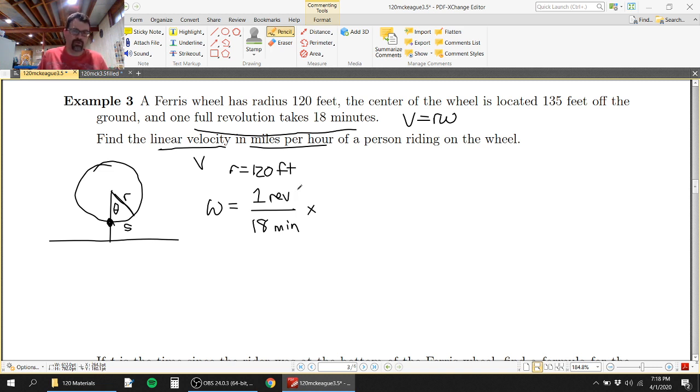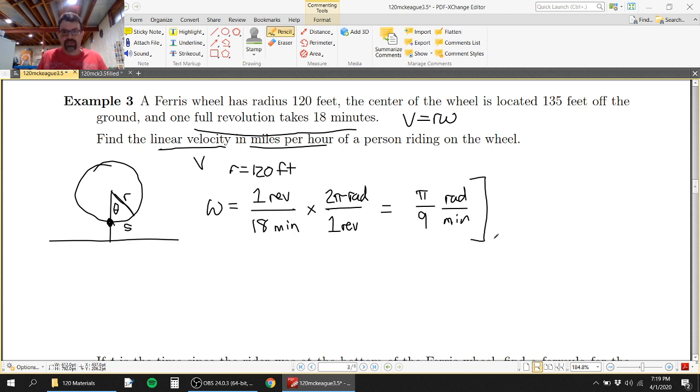So do we multiply? Do we divide? Well, we want revolutions to go away. So we need revolutions to be on the bottom, which means the 2 pi radians goes up top. I'm going to cancel this 2 with the 18, and if we multiply through, we still have pi on top and 9 on the bottom. The revolutions cancel, and all we have left is radians on top per minute on the bottom. So omega is pi over 9 radians per minute. You could punch that out if you want the decimal, but we don't need to.